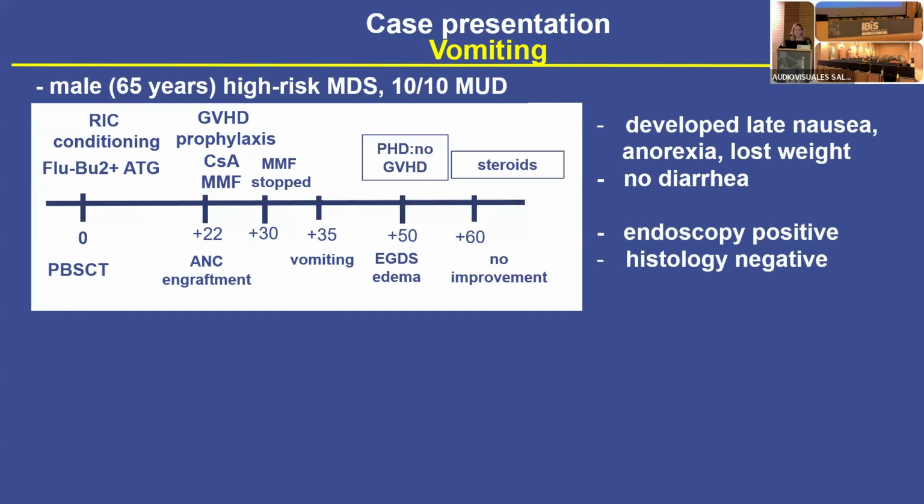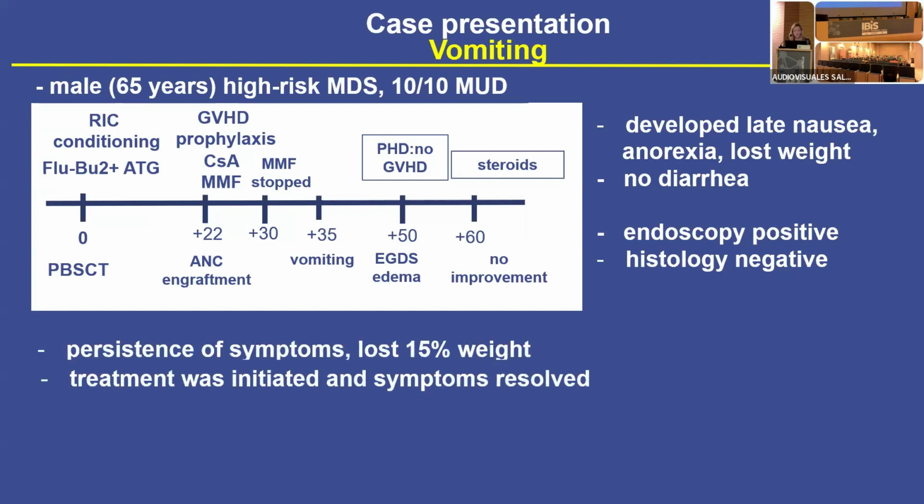Histology came back negative, but there was a mucosal edema seen endoscopically. So again, a discrepancy between endoscopy and histology. But as symptoms persisted, treatment was initiated, and I will go back to upper GI treatment because we know that non-absorbable steroids can help here, and in this way his symptoms resolved.